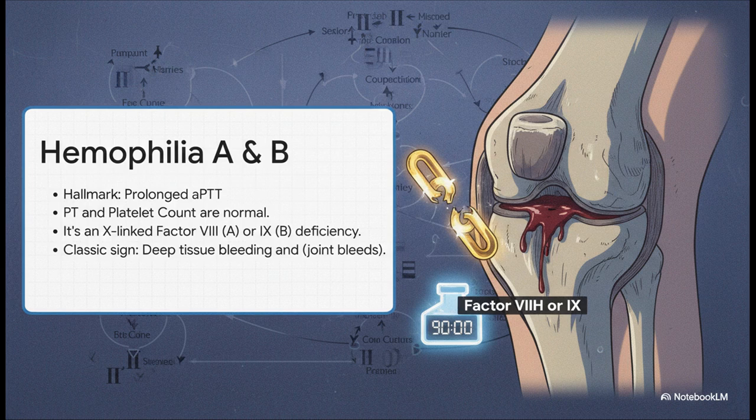And this just shows the difference perfectly, doesn't it? ITP is that superficial skin-level bleeding from low platelets. Hemophilia is deep bleeding because you're missing a clotting factor. So your key lab here isn't the platelet count at all, it's a prolonged APTT. That points you straight to a problem in the intrinsic pathway, which is exactly where factors 8 and 9 do their job.